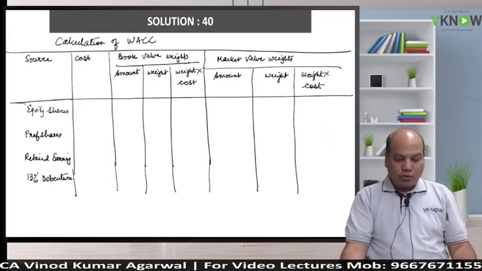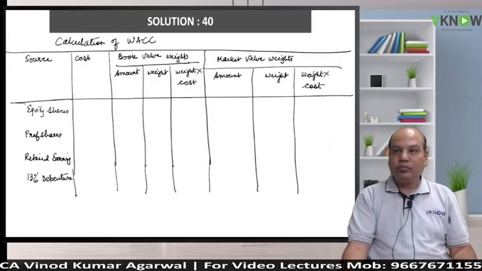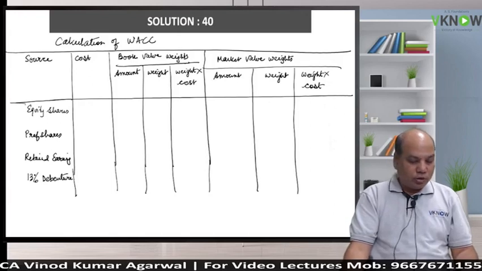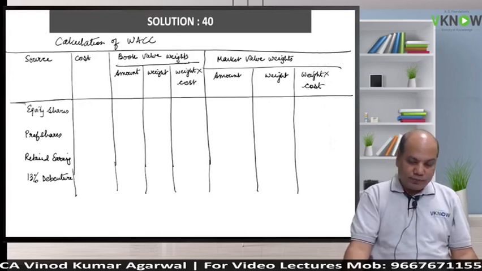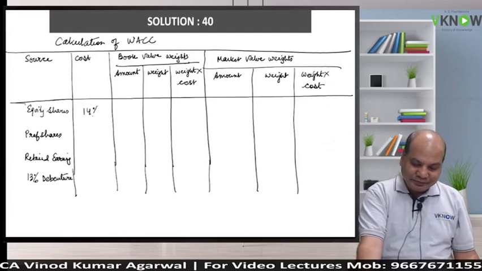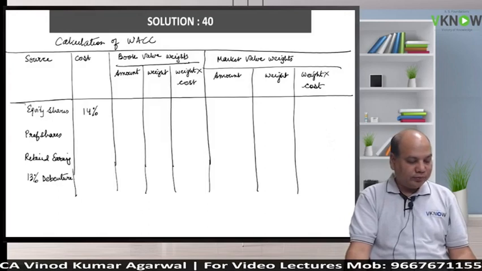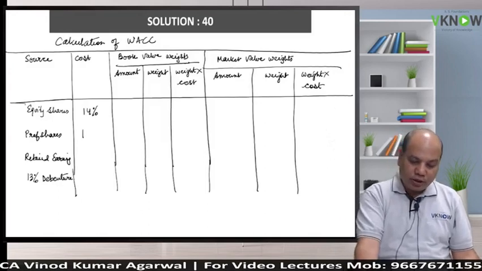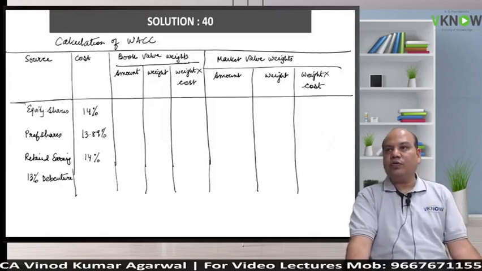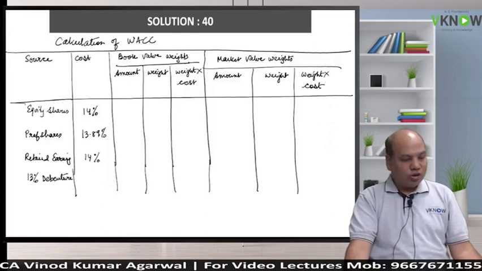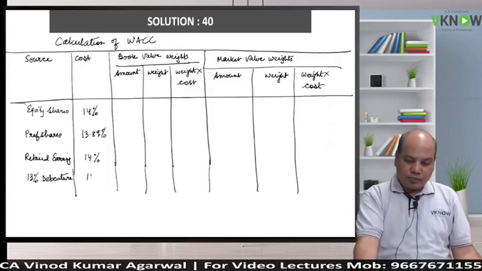This is how you can write nicely and get good marks. So first, tell me the cost of equity share in our first step. 14%. Cost of preference share, 13.89. What about the cost of retained earnings? Same as equity share because there is no flotation. And debenture, it is 11%.